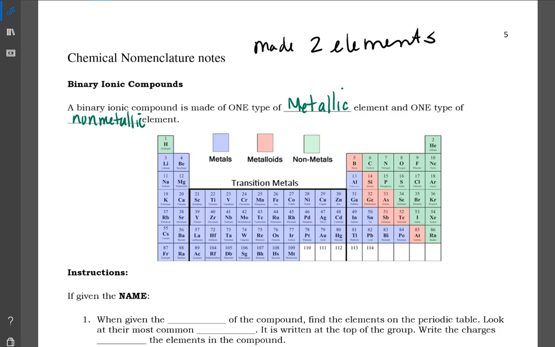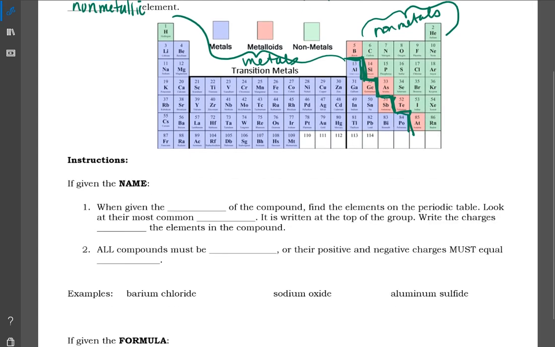If you recall, this line here delineates the dividing line of metals and nonmetals. The elements along the line are metalloids, but otherwise, on this side of the periodic table, we have metals, and on this side, we have nonmetals. Okay, so when you're naming something, if it's made of two elements, one's a metal and one's a nonmetal, these are the rules to follow.